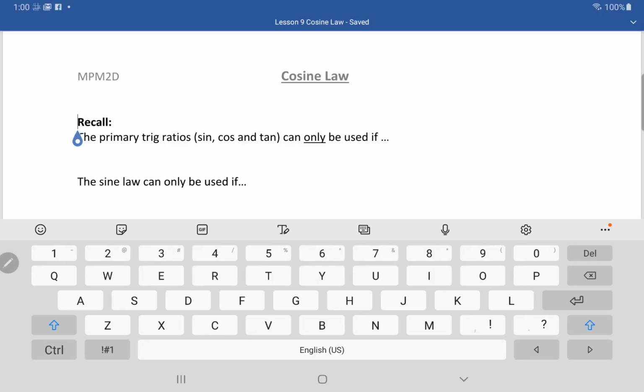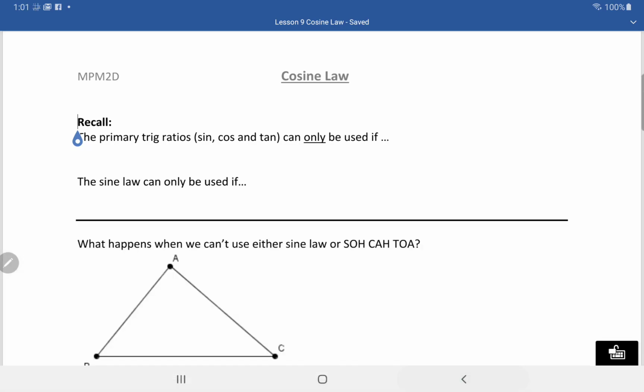Hi guys, this is the last lesson of the course. This is cosine law, and it is dealing with, once again, triangles that are non-right triangles. With primary trig ratios, reminder that you can only use them for right triangles. That means triangles that have a 90-degree angle. So that was SOHCAHTOA. That's still on part of the quiz, so make sure that you've reviewed SOHCAHTOA and you understand when to use it.